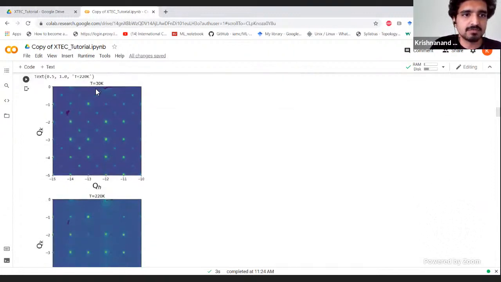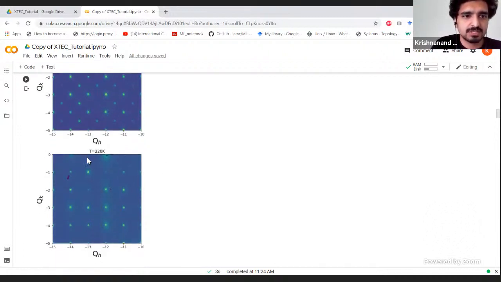At 30 Kelvin, you can see that there are charge density waves at these 0.5, 0.5 positions and their equivalents in the Bragg peaks. But this charge density wave disappears at a higher temperature. And this is the peak that we are after. Can this algorithm detect the peak and identify the phase transition? At what temperature does the phase transition happen?